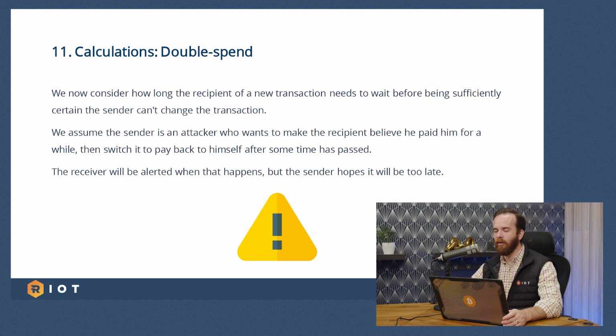The receiver, Boeing, will be alerted when that happens, right? They'll be like, oh my goodness, we don't have any Bitcoin anymore. He double spent us. But what we're hoping is that it's too late, that they will not be able to essentially double spend back, right? To undo the double spend.